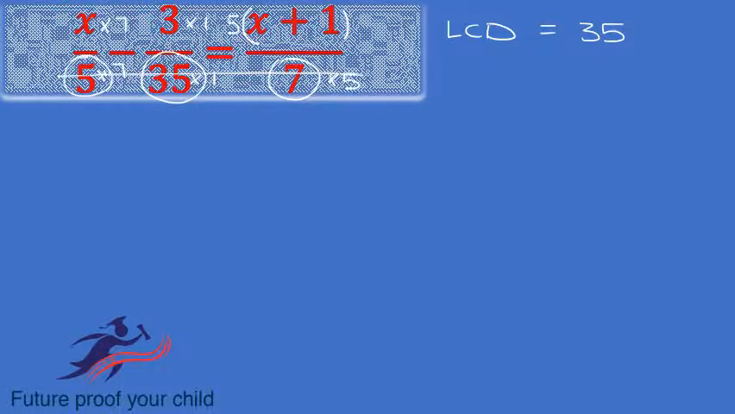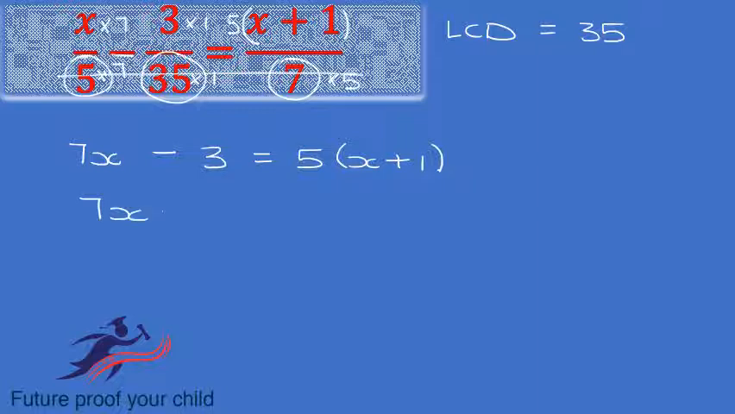So we're going to multiply the top out. So x times 7 is 7x. Then don't forget you've got a negative. 3 times 1 is 3. Equals, and we're going to take the 5 and multiply it by x plus 1. So we have 7x minus 3, and I'm going to distribute the 5 into the bracket. So 5 times x is 5x. 5 times 1 is positive 5.